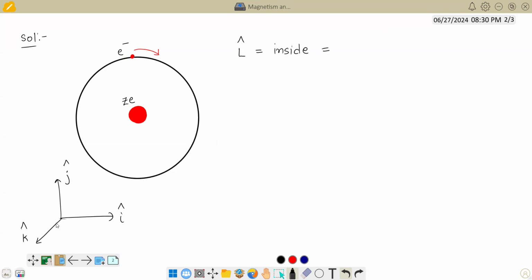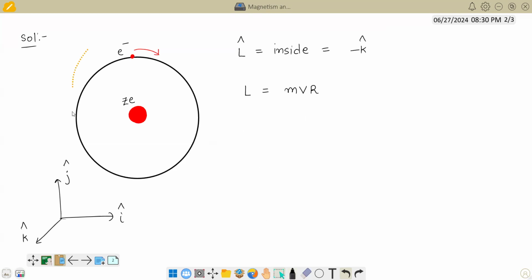If I assume this is i, this is j, inside would represent the minus k cap direction, because I am following this coordinate. And what would be the magnitude of this? I'm only talking about magnitude. Magnitude would be m into v into r. Technically, it is m v r sine theta, where theta would be 90 degrees. So I got both magnitude and direction.